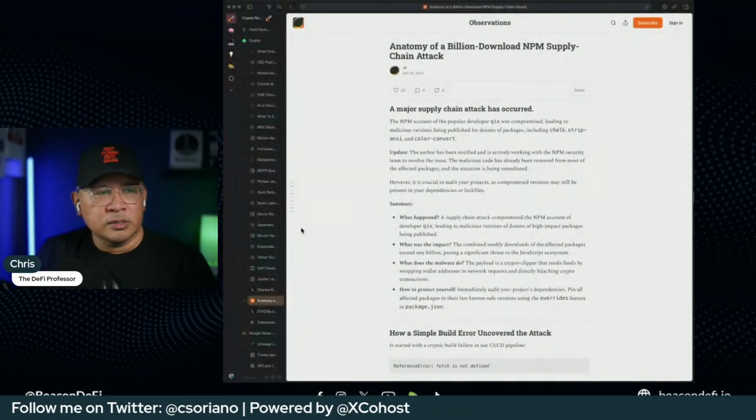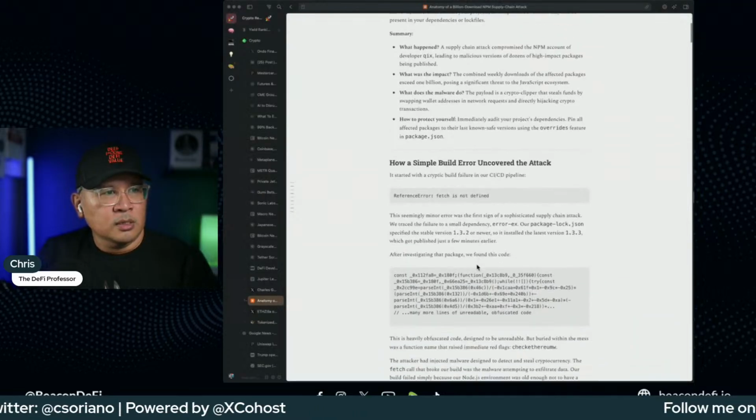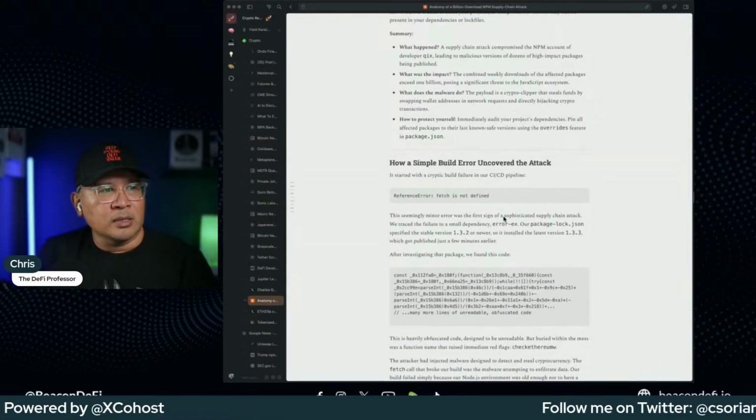Actually, there's a couple. He's also saying the NPM account of the popular developer Kix was also compromised. Let me get back to that. And this may not necessarily affect you either. This is just something that, oh, this is the same thing. Yep.